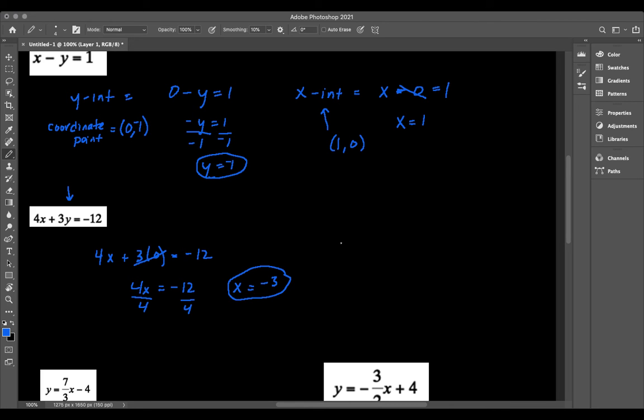Now, for the other one, same thing. I'm going to plug in a value of 4 times 0 plus 3y equals negative 12, sorry. Now, that cancels, 3y equals negative 12. Kind of going fast, sorry. Divide by 3 on both sides, and the y-intercept is going to be negative 4, and that's it. Okay, so just plug in values of 0 into the equation and solve for them, and that's how it goes.